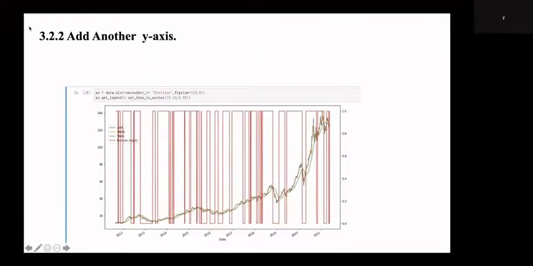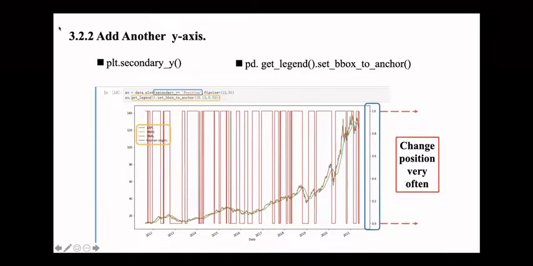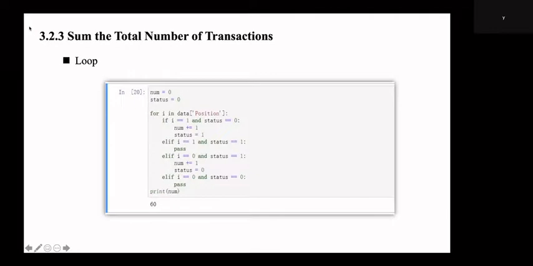Then, adding a right y-axis named position will show us how many transactions we have made in this time frame. Using the secondary y function, getLegend setBox to anchor function can place the legend we want. And as you could see from the graph, many transactions have been made, and the strategy forces us to change position quite often. Therefore, to be more specific, we have created a loop to check the total number of transactions that have been done, which is 60 transactions, and it is actually quite a lot.